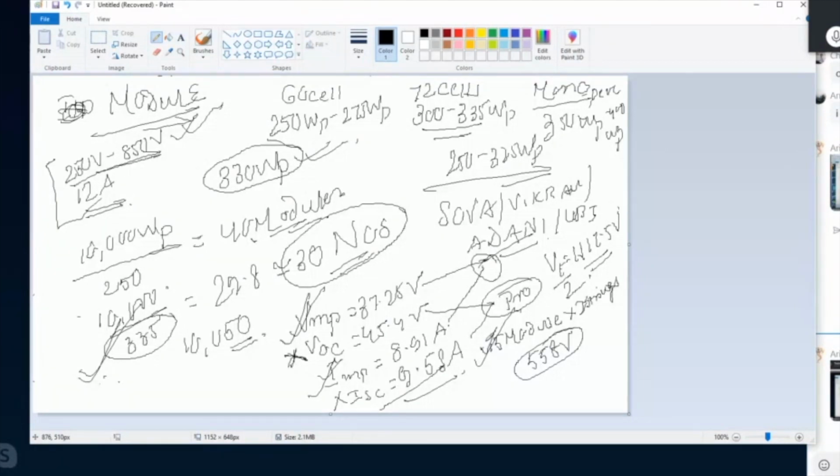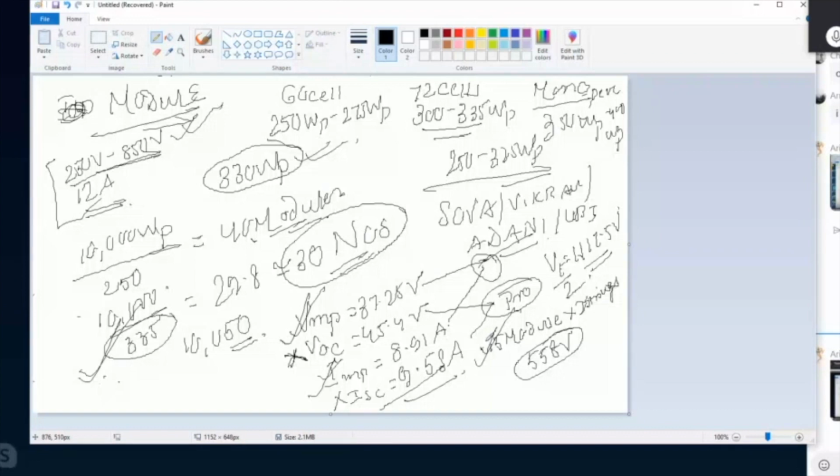Fine. These two are the only designs or the only inputs that we can put in PVSYST. Other things like structure and protection system, we can't design in PVSYST, but we are going to learn it manually. These two are the inputs that we can design.